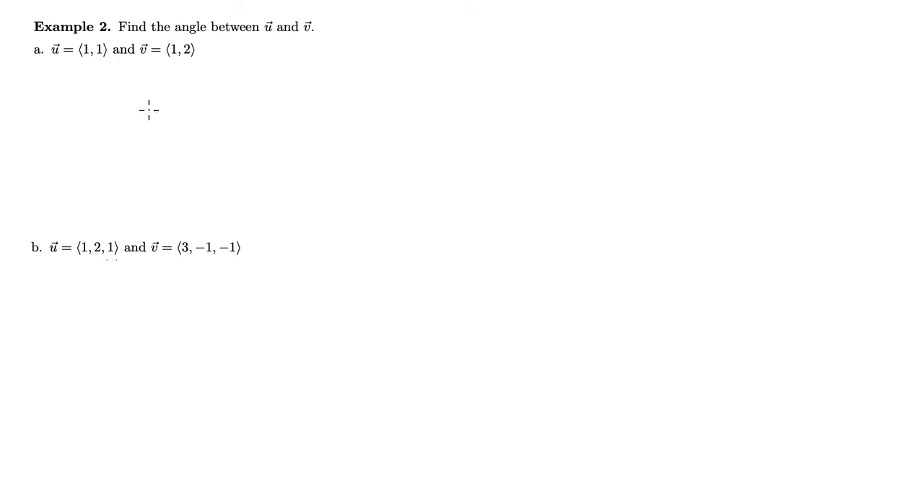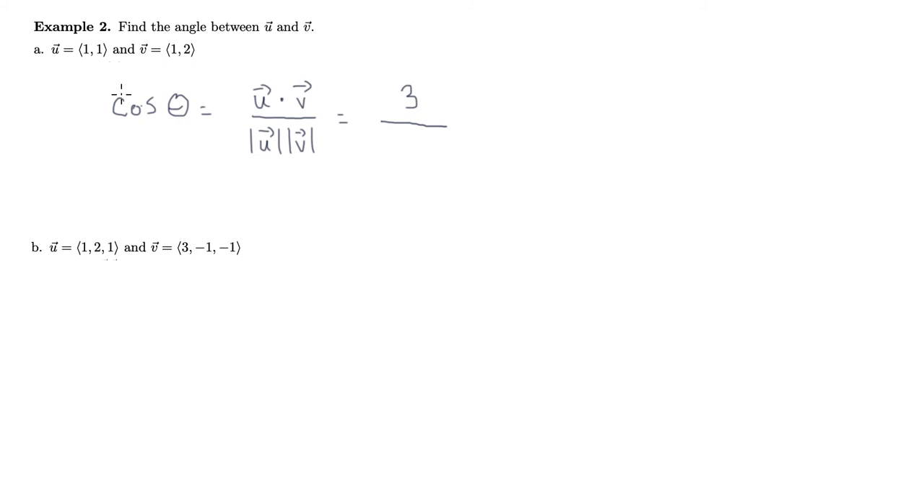Alright, so we want to find the angle between these two vectors. And so we know that the cosine of the angle between them is going to equal u dot v divided by the length of u times the length of v. Okay, and so what is u dot v? It's going to be 3, so 1 times 1 plus 1 times 2 is 3.